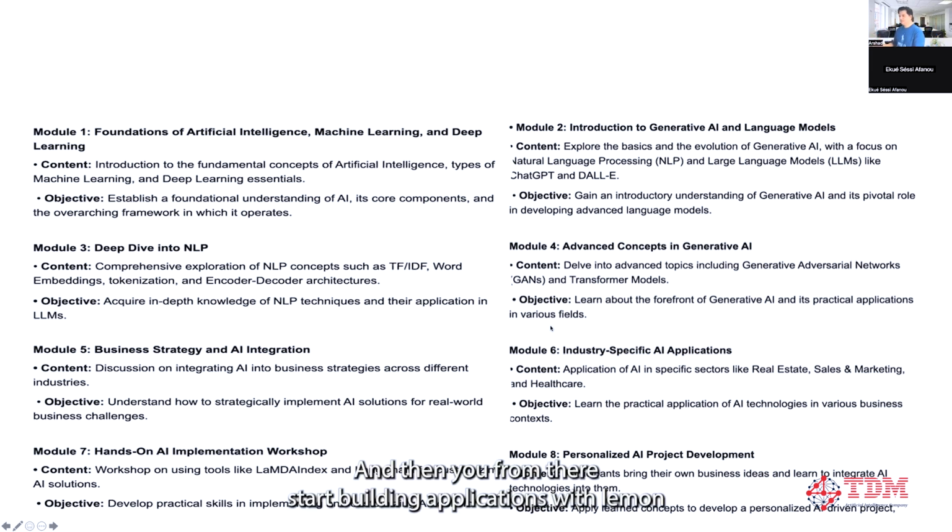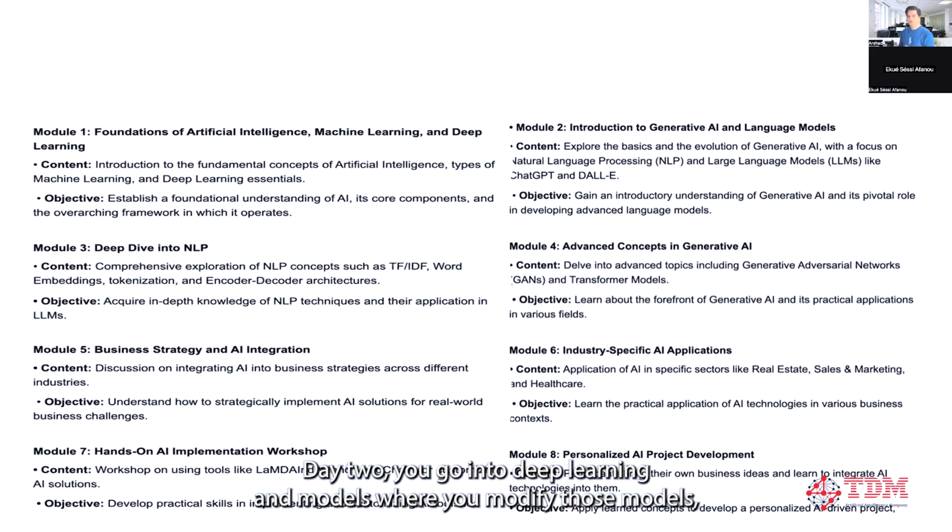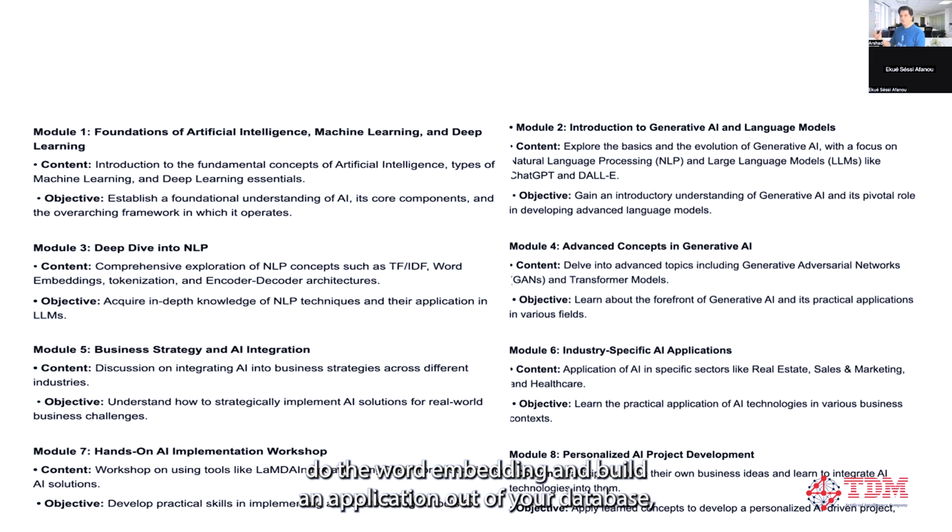And then from there, you start building applications with LlamaIndex, LangChain, modify the GAN models, and build. This is Python based, but you can do it in Java and you can do it in JavaScript too. It does not have to be a constraint. This runs 3 days. Day 1 is what I told you. Day 2, you go into deep learning GAN models, where you modify those models, do the word embedding, and build an application out of it.